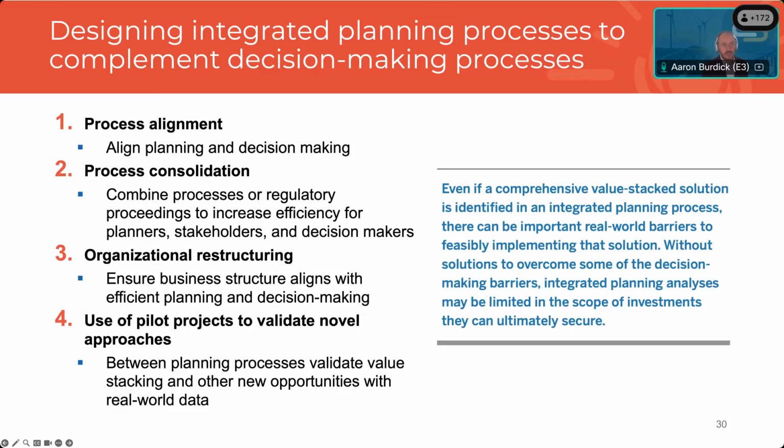The first is to align those planning processes with the decision-making venues and timelines for those. So again, this is particularly critical where you may have different decision makers with different venues, and there could be, for instance, dependencies between being able to get one part of your plan approved as it impacts another part of your plan. There's the opportunity for process consolidation. So that could be combining processes or even regulatory proceedings to create the most efficient approach for planners and other stakeholders. It could involve organizational restructuring.